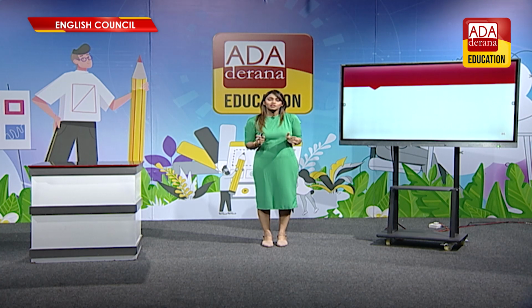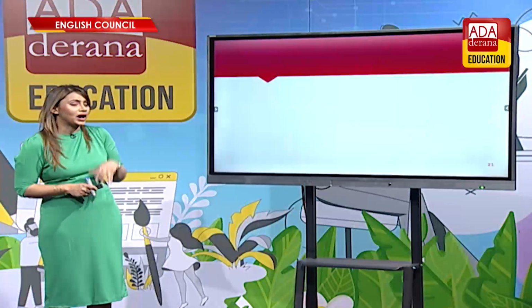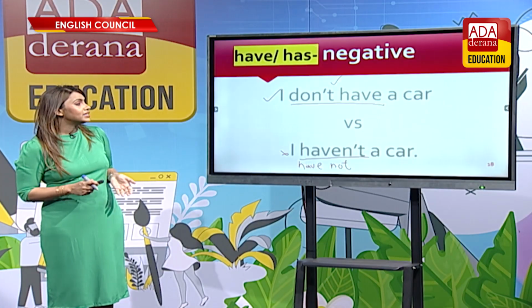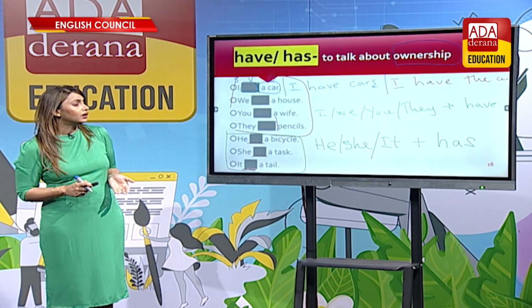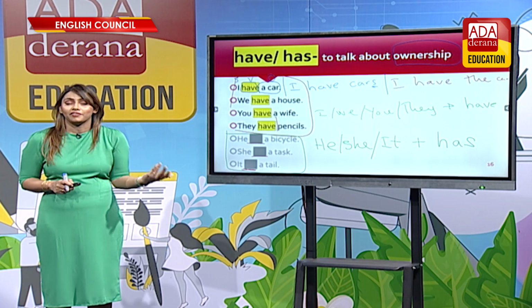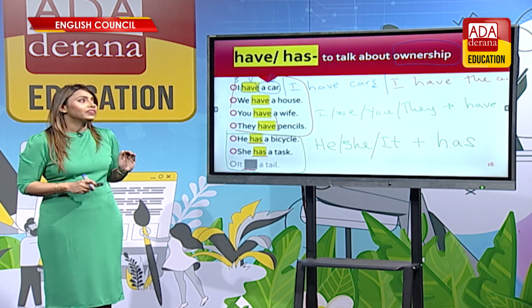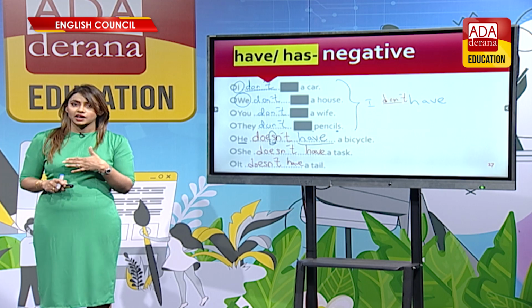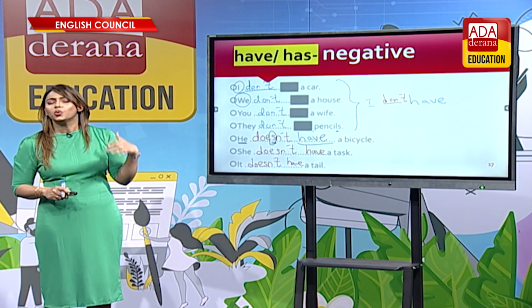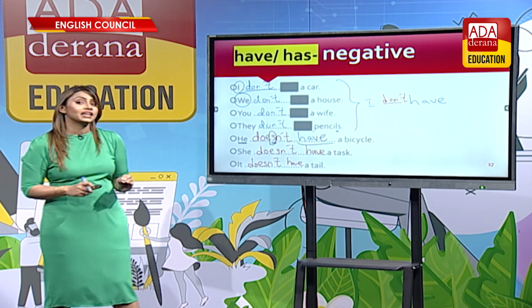So today we are going to look at some other instances with have and has, and some things that you're confused with. I'm going to cover them as well. Right, okay. So yesterday we had, when you are talking about ownership, you say I have a car, I have a bicycle, he has a book.